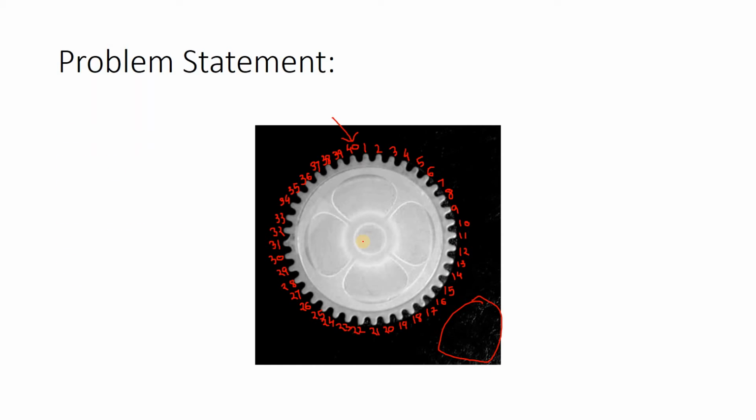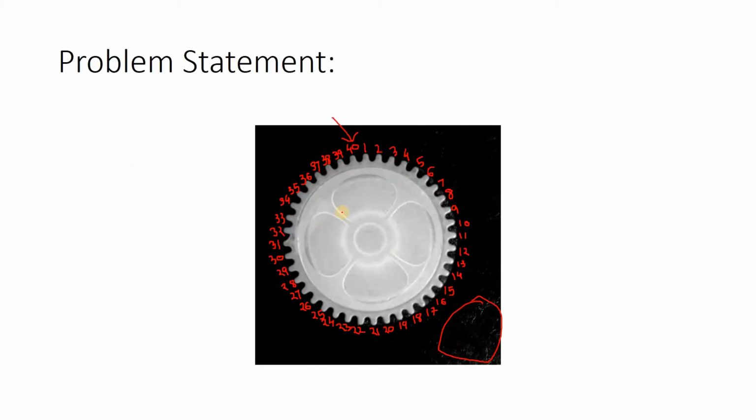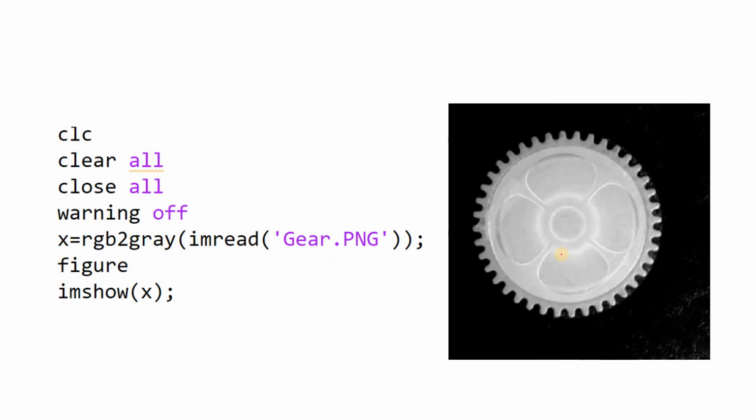So what is the first step? The first step will be to read the image and convert from RGB to gray. If your original image is in colored format, convert that to grayscale, so that from grayscale we can convert to binary and start applying different morphological techniques. So Gear.PNG is what I am reading. This particular image I will be uploading in my GitHub account and I will share the link in the description box so that you can take it from there and use it for practice purposes. And then here I am showing the image. So this is our gear image.